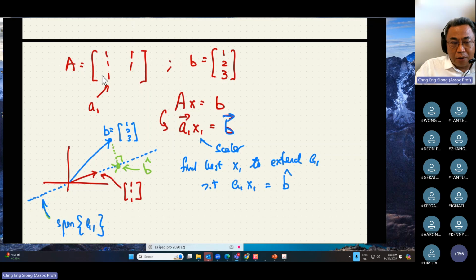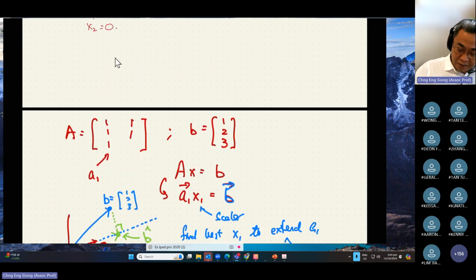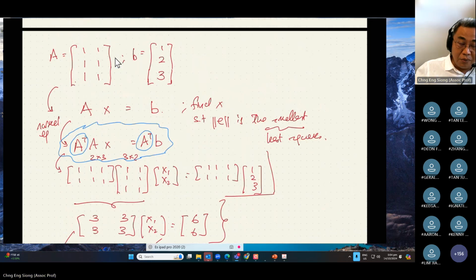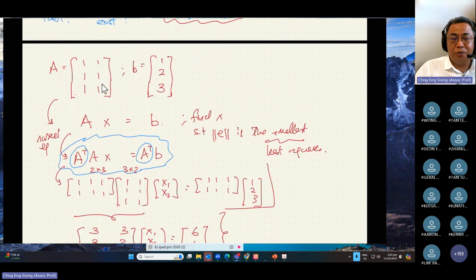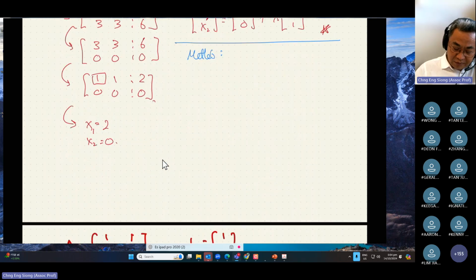Now, what about the columns? The columns of A1 in the previous example were the same as the columns of A2. That's why A transpose A couldn't be inverted. Let's try a different story now.